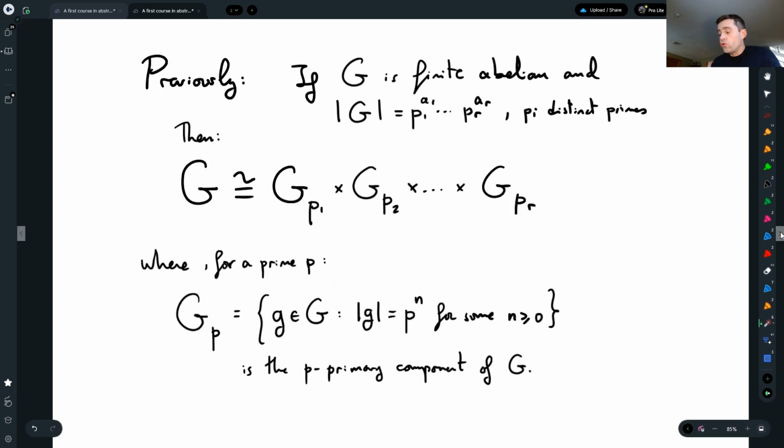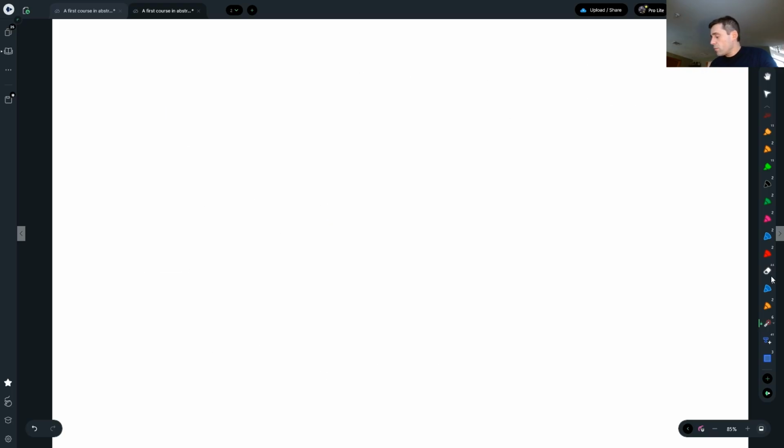What we have done so far is that we have proved that if G is a finite abelian group, then G is isomorphic to the internal direct product of its P primary components. So what remains to show is that each P primary component is the internal direct product of cyclic groups of prime power order, where the prime is fixed now. So let's do that. For that, I'm going to first need a lemma. I'm going to need the following lemma.